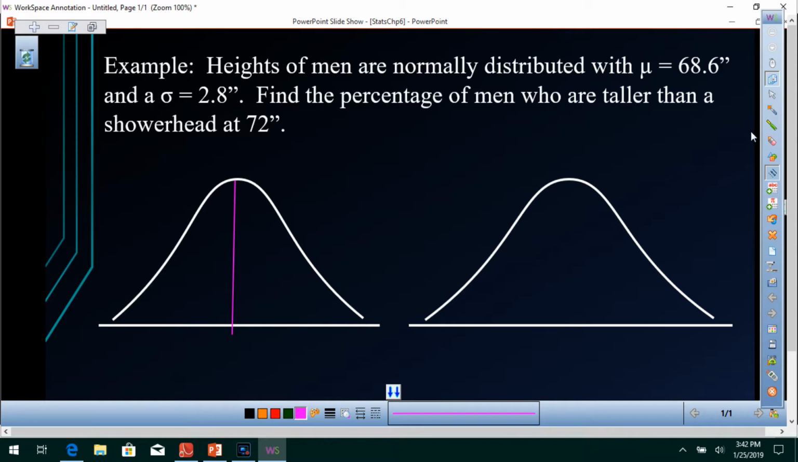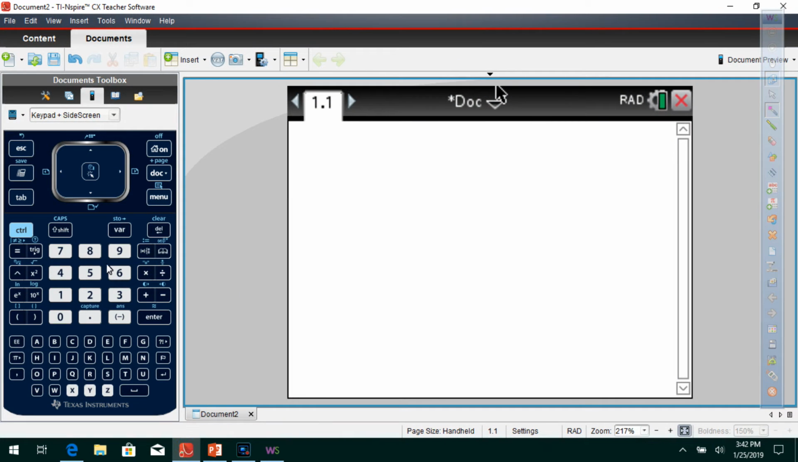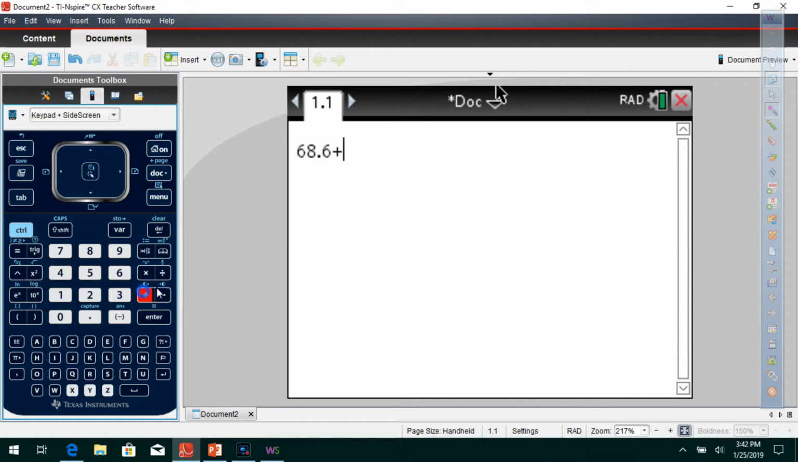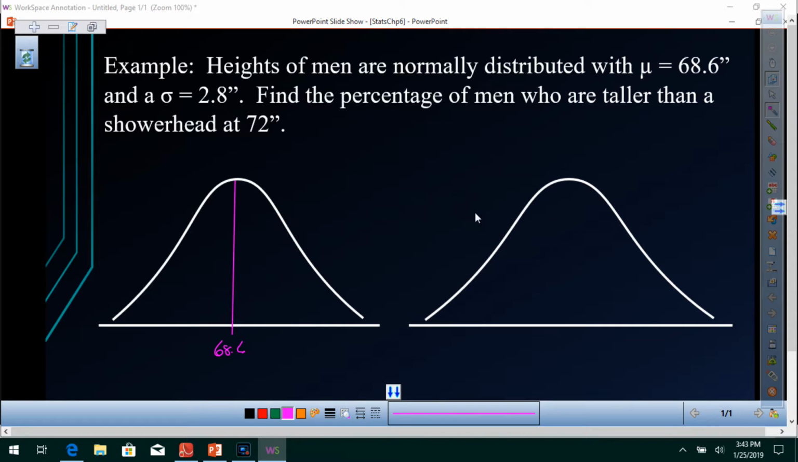Our mean here is 68.6 inches. Now 72 inches. Let's take 68.6 plus 2.8 inches, and that's going to be 71.4. So one standard deviation is going to be over here.